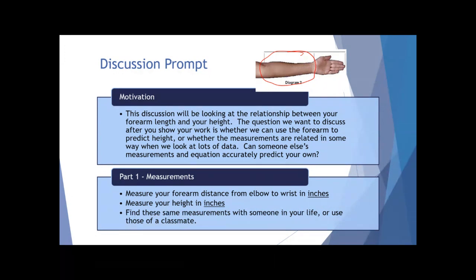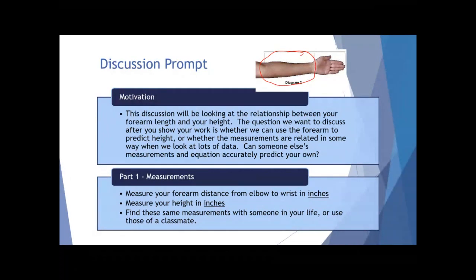So in order to do this, we have to do some measurements. And so that's the first part, is measuring. So you can use a ruler because most of these are not more than a foot. I don't think any of them are more than 12 inches. So you can use a ruler to measure. You're going to measure your forearm distance from the elbow to the wrist in inches. So you can see in the diagram, that's the part that you're measuring.